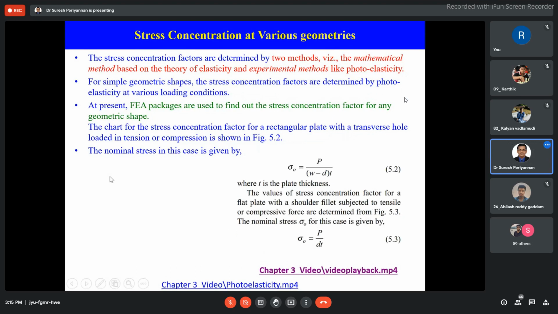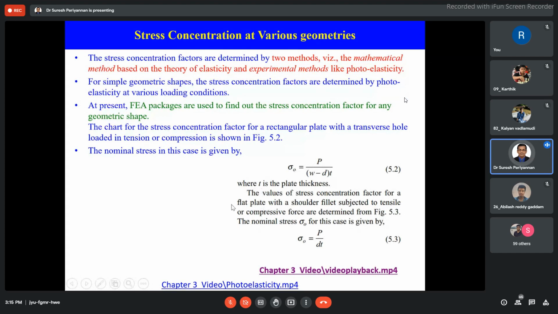This is a nominal stress in the circular hole presented in the small plate. I mean, stress is equal to P by (W minus D) into T. This is a nominal stress when the plate is not thin or thick. So in general, the plate having thickness T and this hole is presented in the transverse direction. Okay. Now this is a nominal stress.